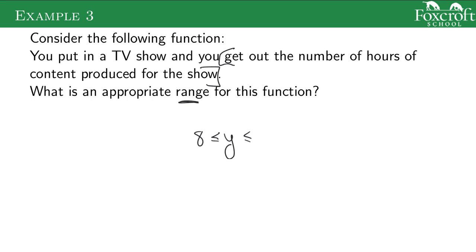And what's the highest number of hours of content produced for a show? I know Law and Order has been going on for like 30 years. The Simpsons, I think, is on like season 35 or something. So I don't know, maybe 500 hours? Maybe it's 1,000? I don't know. But you can see the reasoning I'm going with. What is the biggest number of hours that I could possibly get out for a TV show? Of course, I don't know the exact number, but 500 seems reasonable. It's a big number for shows that have been going on for a really long time. Generally for these ones, you reason through the lowest you could get out and the highest you can get out, and that's going to be your range.